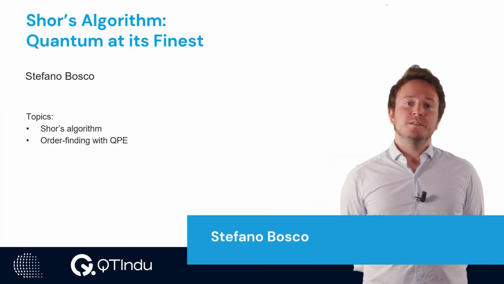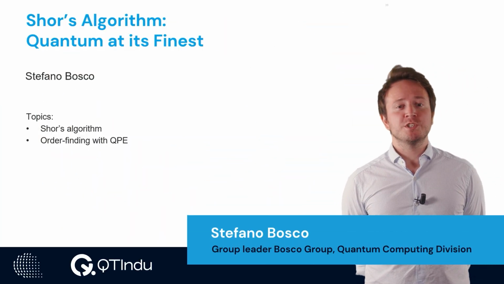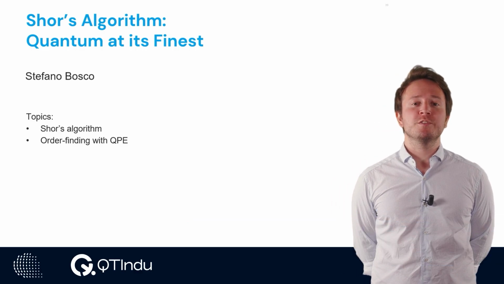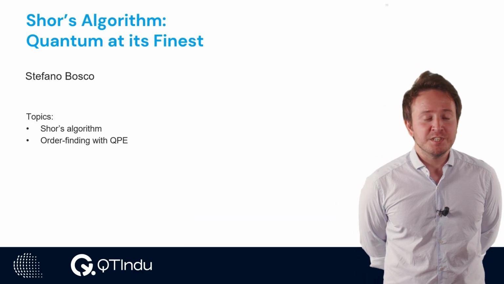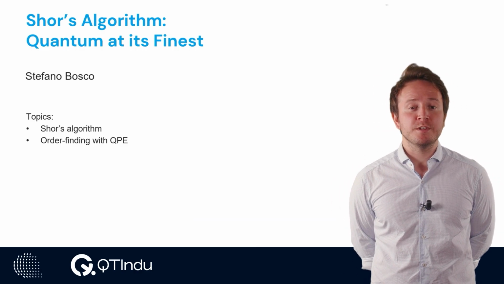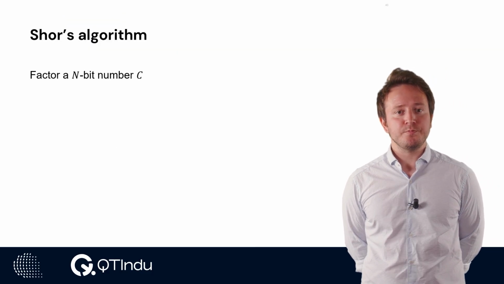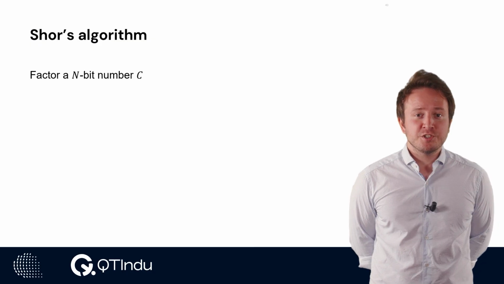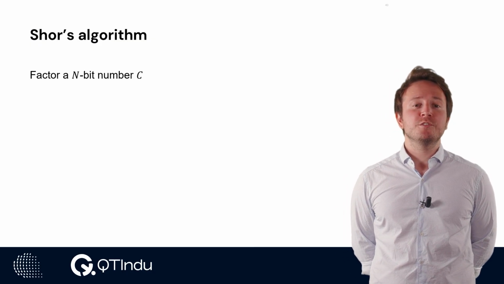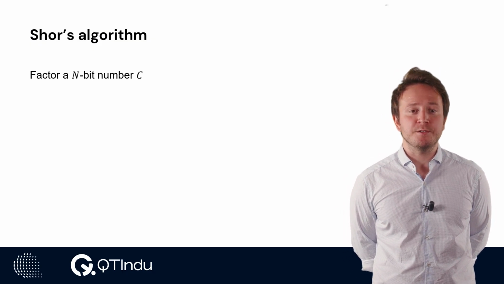So welcome. Today we'll be discussing Shor's algorithm. In particular, we will focus on the quantum part of it, which is essentially an order-finding subroutine that uses a quantum phase estimation algorithm. Now, Shor's algorithm tries to factor an n-bit number, capital C.